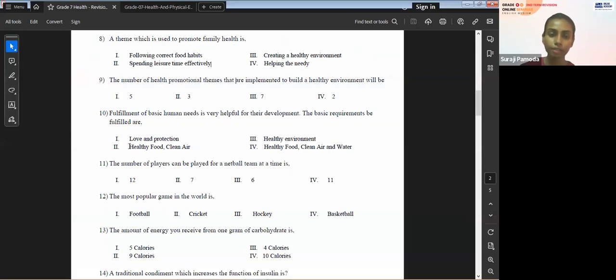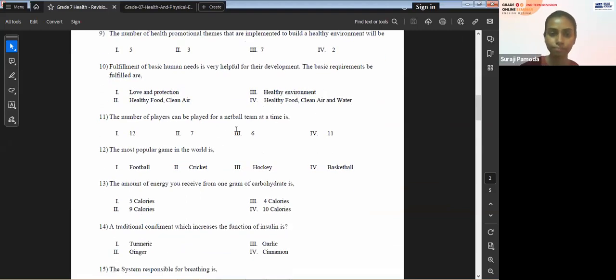So look at the second answer, healthy food, clean air, right? If you don't know that water is also a basic need, you will get this wrong, right? So always read the question and answer properly. So the answer should be the 4th one, right?